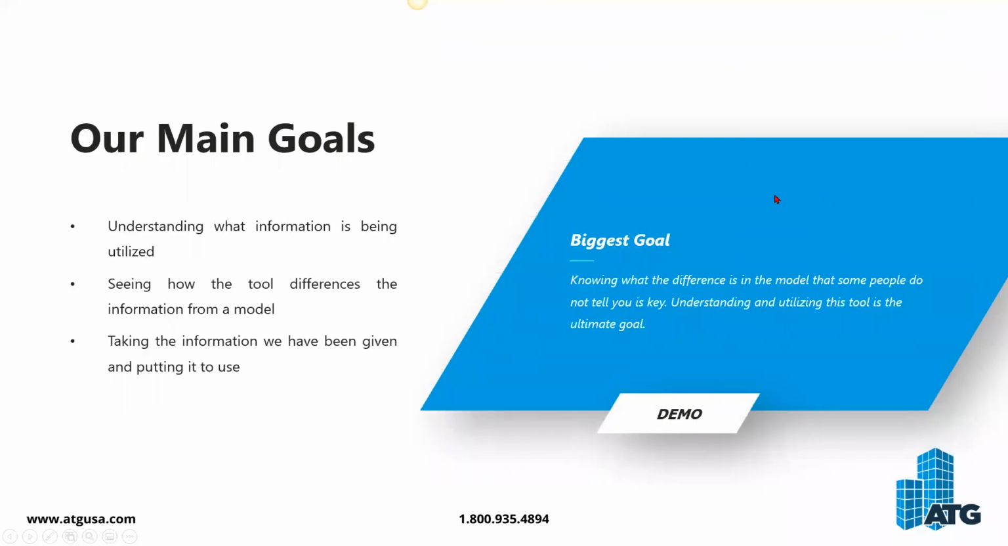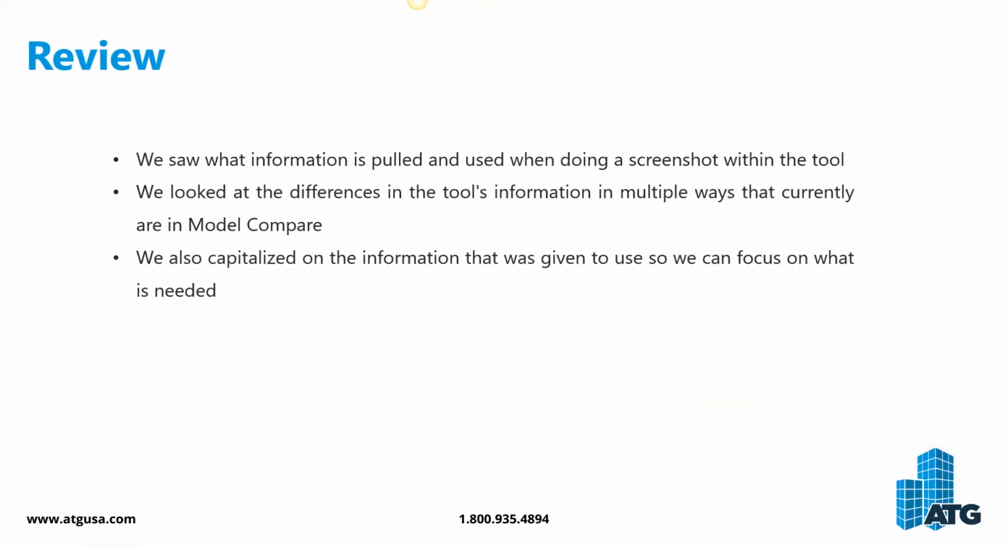So easily, that is our little demo for right now. Continuing on, we're going to go into review. So let's go over what we had and what we saw. We basically saw the information that was pulled and used when we were doing a screenshot within the tool. We saw all the parameters, all of the elements, all the categories from model and annotation to see, all right, this is what's in here. This is what's going on.